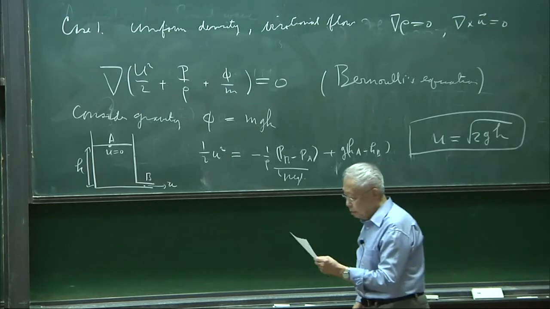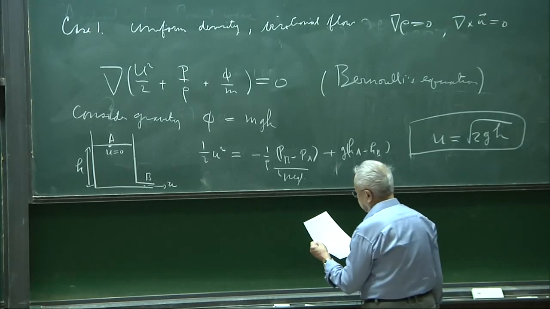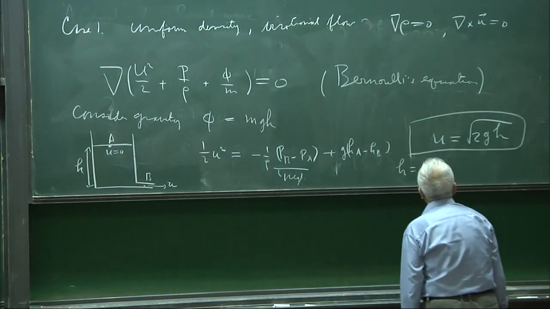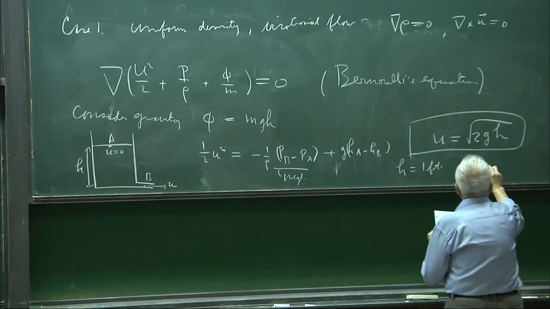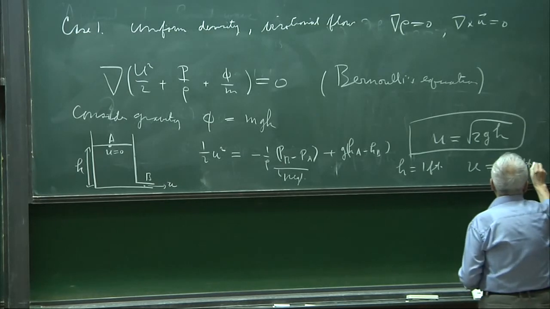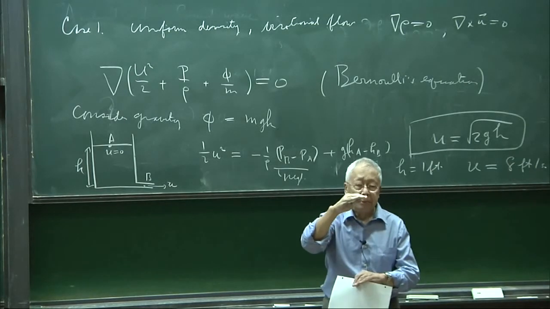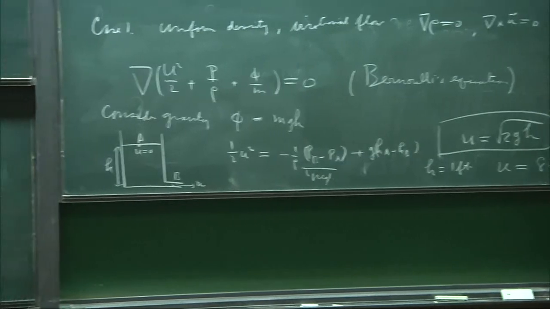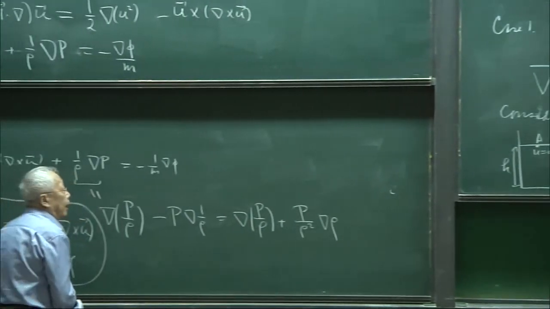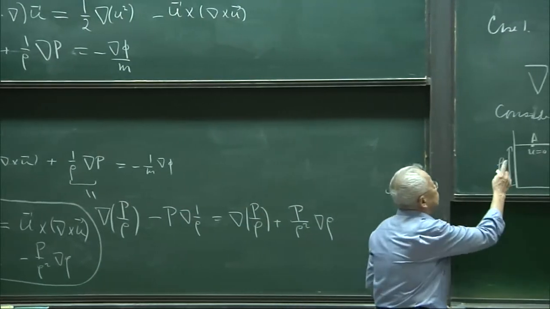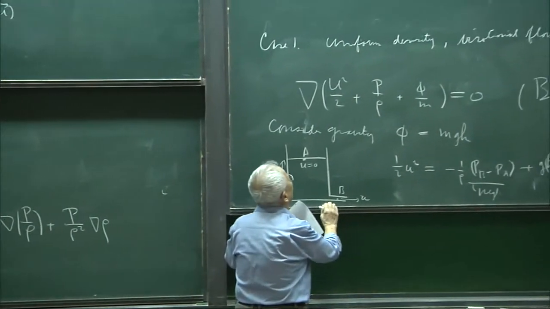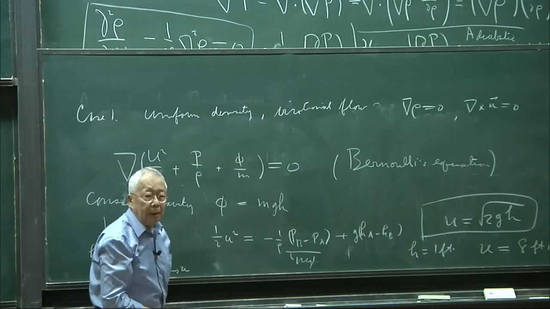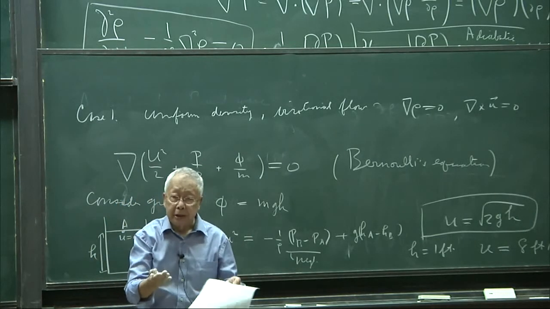Just for fun, suppose h is 1 foot. Then you will find U, I will use 8 feet per second, which is reasonable. Is it reasonable? You take a tank of 1 foot, the water comes out at about 8 feet per second. And also this tells you that if this is constant, especially if the pressure goes down, then U has to go up, which is the principle by which the airplane wing gets its lift.